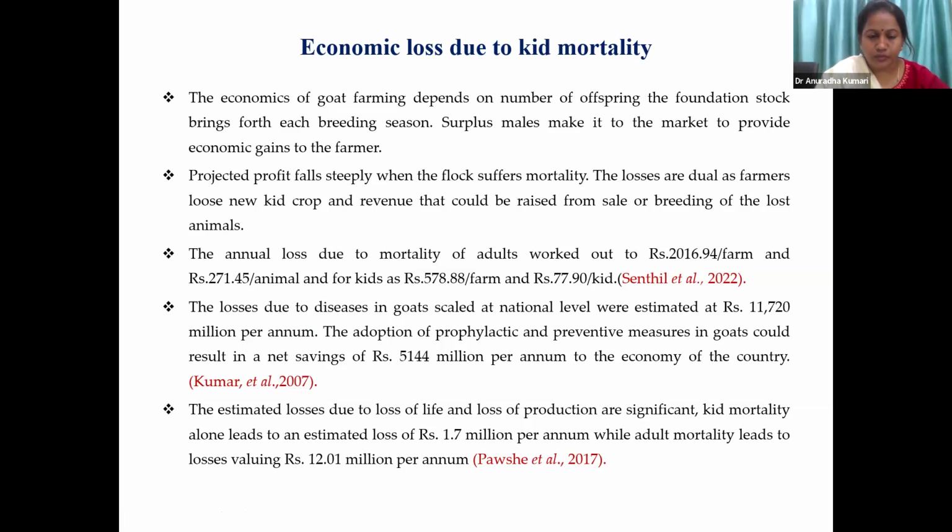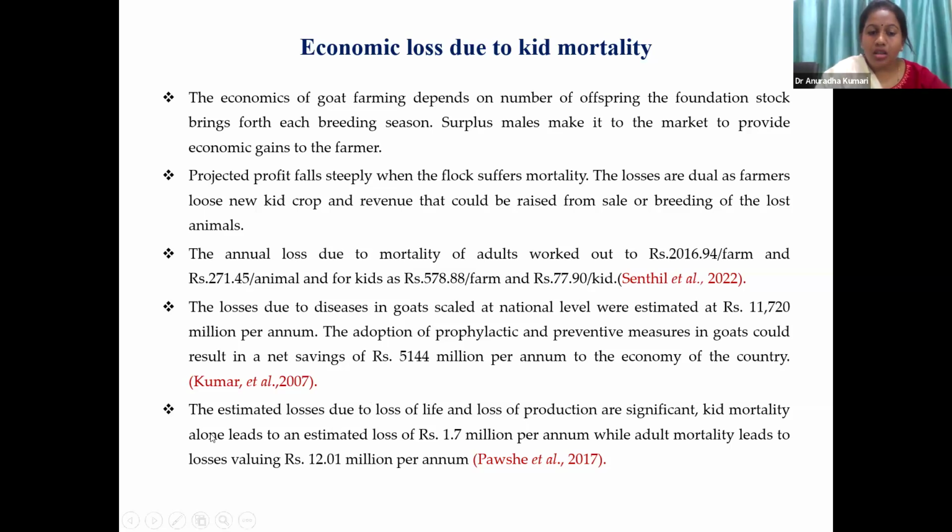As per one estimate, the annual loss due to adult mortality is around 2,016 rupees per farm and 271 rupees per animal. In the case of kids, it is 578 rupees per farm and 77 rupees per kid. If we consider adult goats also, then the losses are of two types: losses due to life in the case of kids and losses due to production in the case of adults.